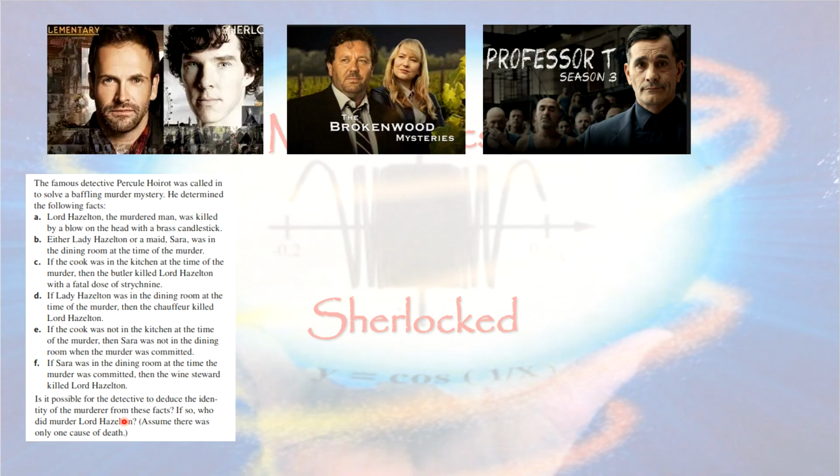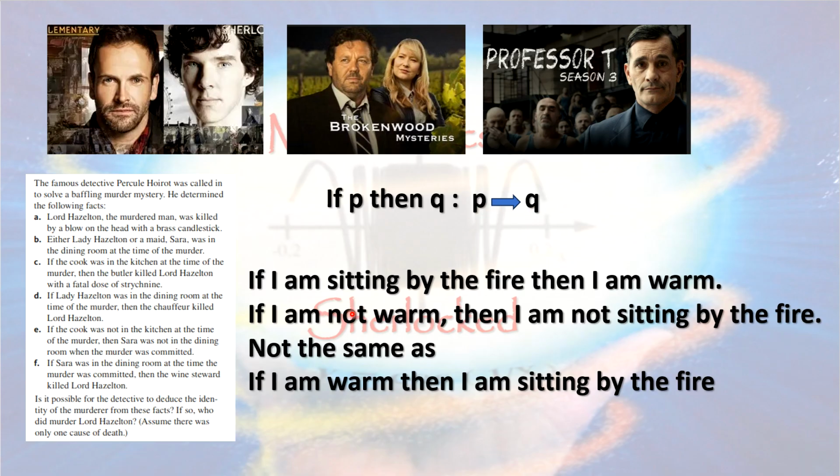We should take a minute to review the mathematical tools at our disposal. Most of the clues are in an if P then Q form, which we often denote P arrow Q, P implies Q. If P then Q means that whenever P occurs, Q must also occur. It is not necessarily vice versa. If I sit by the fire, then I am warm, does not mean that if I'm warm, then I'm sitting by the fire is also true, especially in the summer.